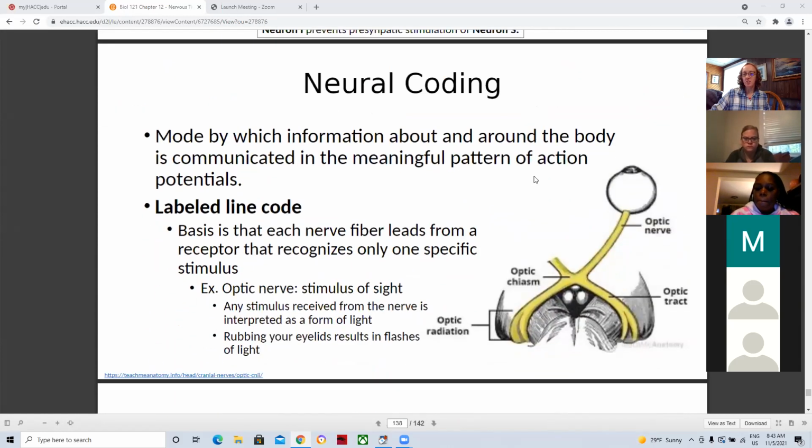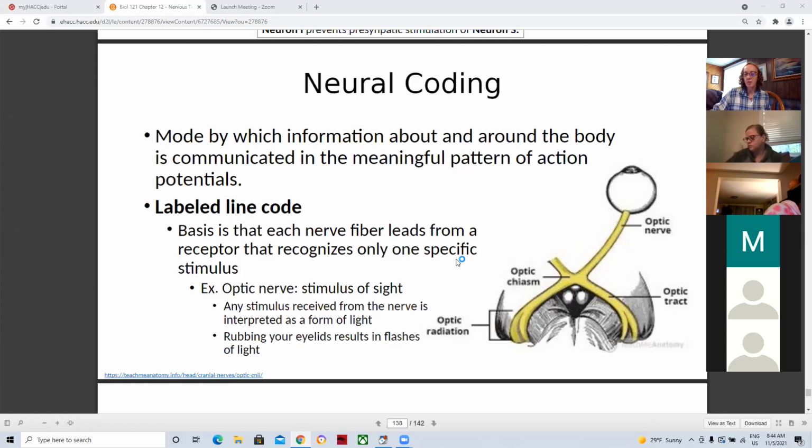Last part of this chapter talks about neural coding. This is the mode by which information about and around the body is communicated in a meaningful pattern of action potentials. Think of this as a Morse code for action potentials. So many beeps means one letter, so many beeps means another letter. That's the way these are occurring.